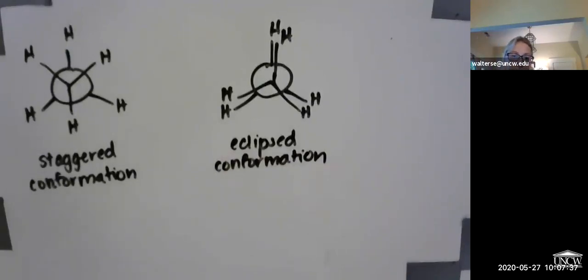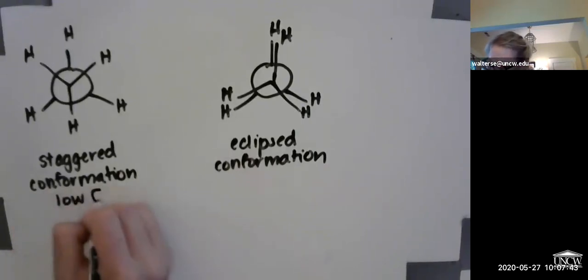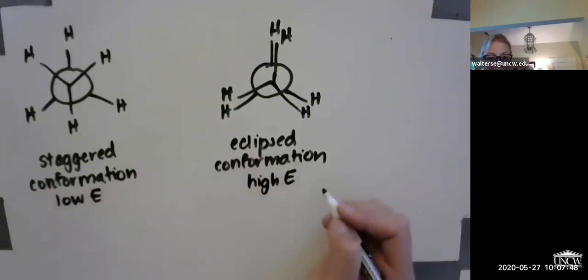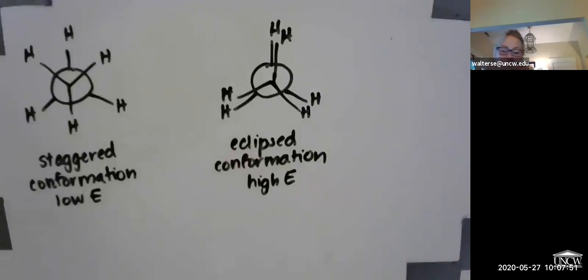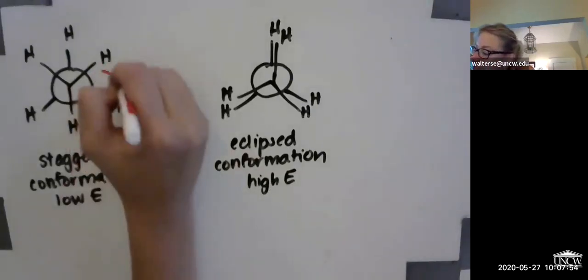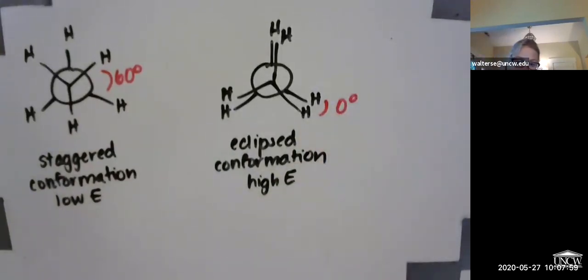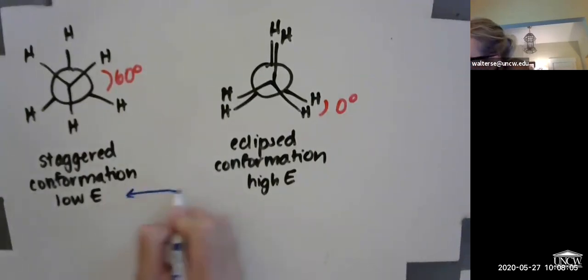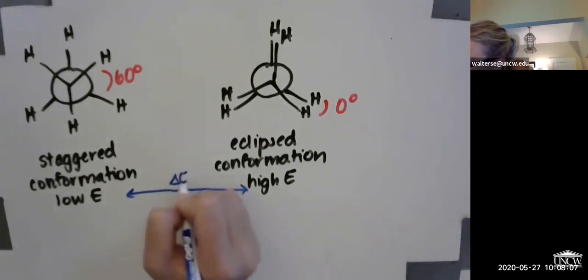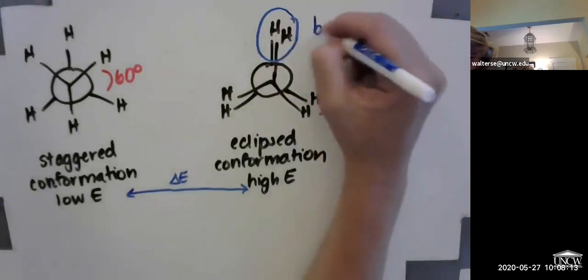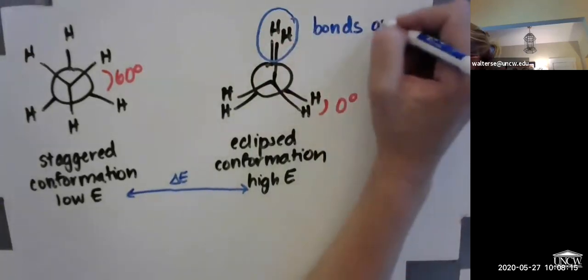Neither of these is 0 energy. You can't have 0 energy. You just have low energy. You have high energy. Right. This dihedral angle is 60 degrees. This dihedral angle is 0 degrees. The difference in energy is due to this interaction where you have bonds that overlap in space.